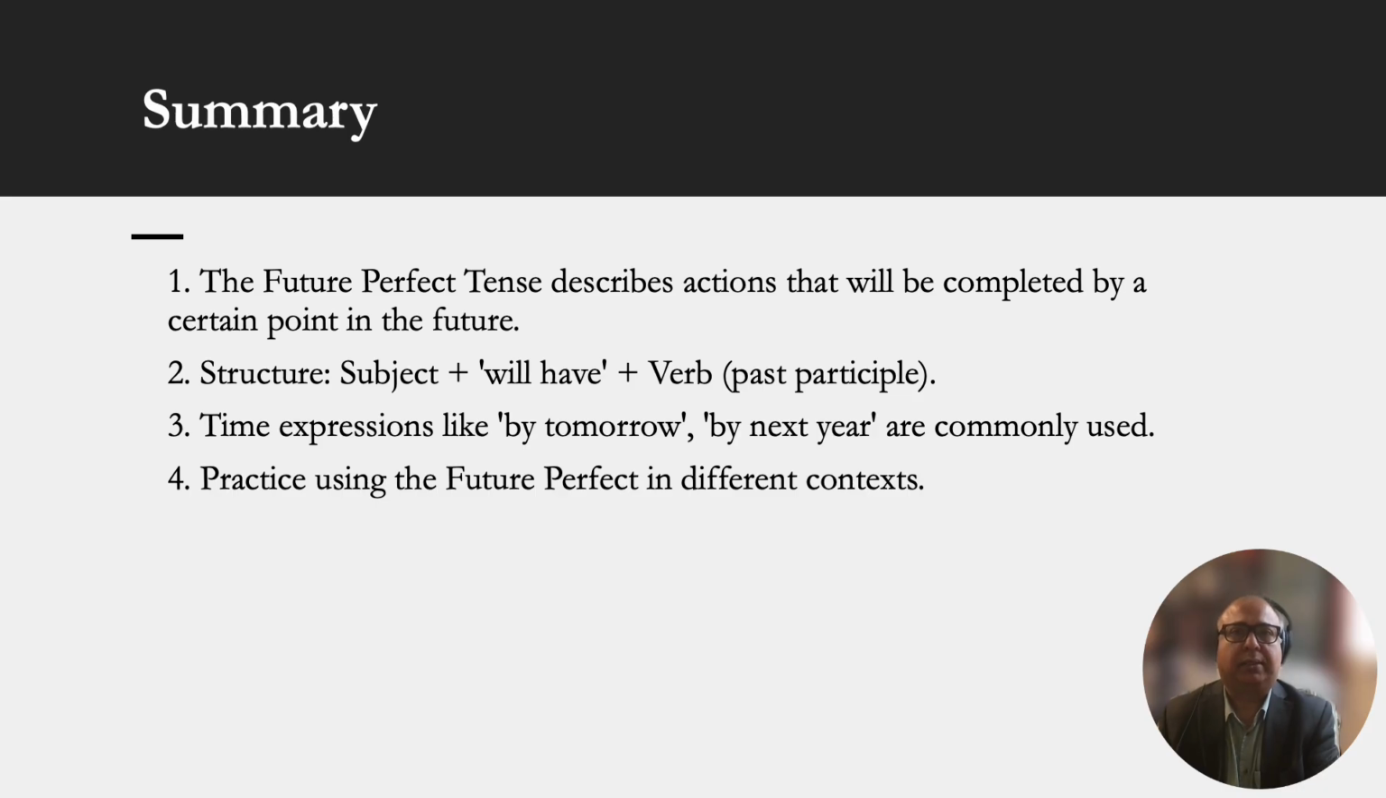The future perfect tense describes actions that will be completed by a certain point in the future. And how do we form the sentence? What is the structure of the sentence? Subject followed by will have. Remember, in order for it to be the future perfect tense, you need will have. I will have done something. The verb is in the past participle form. And some of the time expressions, I have given you quite a few, are by tomorrow, by next year. These are commonly used time expressions.